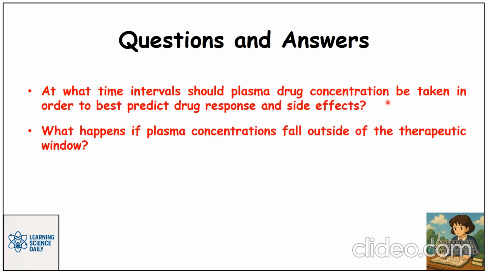Question 2. What happens if plasma concentrations fall outside of the therapeutic window? And the answer is, if plasma concentrations fall below the therapeutic window, the drug may be ineffective. If they rise above it, there is a risk of toxicity or side effects.